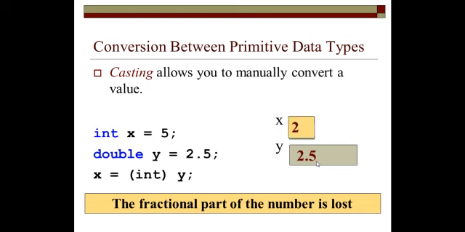So what happens is 2 is stored in x. The 0.5 is lost, and we just store the integer value, 2, in x. It doesn't round. You just completely remove the fractional part. So here I'm casting that double y into an integer so that I can store it in an int, and my program will be able to compile and run correctly.